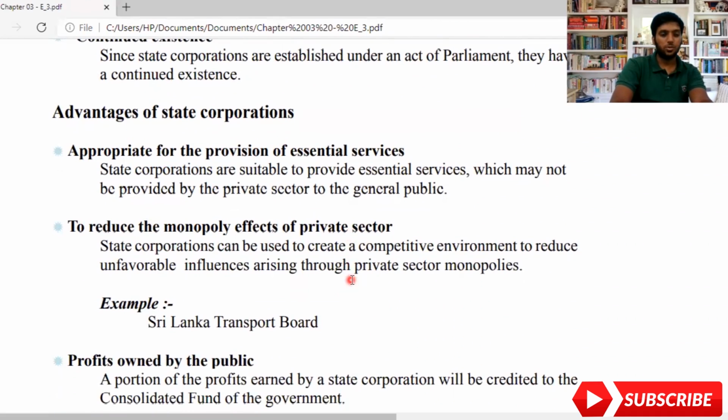Advantages of state corporation. What are the good things of having a state corporation? Appropriate for the provision of essential services. Like if you wanted to give some sort of railway transport, electricity board, water board, all of these things are done by state corporations. So you need some sort of good services from these state corporations.